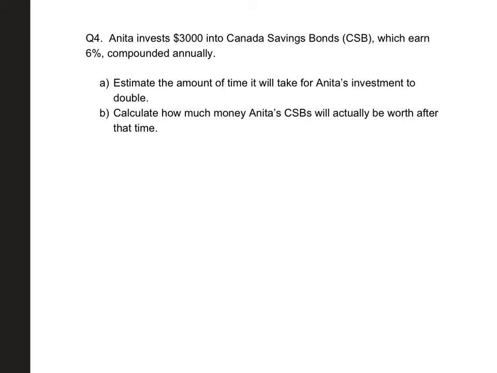All right, final problem. And this involves estimation. So we have Anita invests $3,000 into a Canada savings bond, earns 6% compounded annually. We want to estimate the amount of time it will take for this investment to double. So this is compounded annually, and we want to figure out how long it's going to take to double. So that means that we should use the rule of 72 in order to estimate the doubling time.